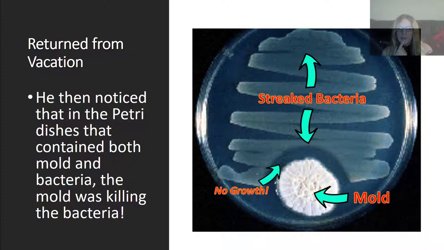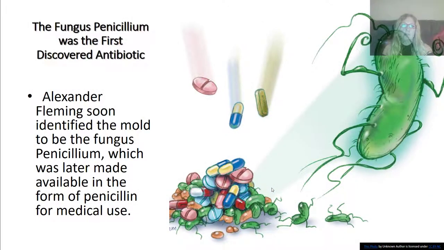Okay, so here's an example. The plates were streaked with bacteria, like shown here. And after a few days of incubation, the mold grew, like shown here. And he saw this evidence that the mold had killed the bacteria. We see this ring here, where the bacteria was killed by the mold. This was an observation that had not been made before. This mold is a fungus, the fungus penicillium, and this was the first discovered antibiotic.